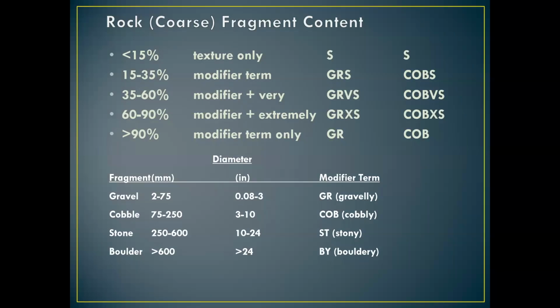And if you want to get even more technical, if you have flat cobbles and flat stones, they are channers and flags. So you probably heard the term like a flagstone. Well, a flagstone is a stone 10 to 24 inches in diameter, but it's flat. That's what a flagstone is. A cobble that's flat is a channer. But we don't worry about that too much. Technically, that's what they are. But again, report whether it's predominantly gravel or cobbles or stones or boulders, depending on what that coarse fragment is.